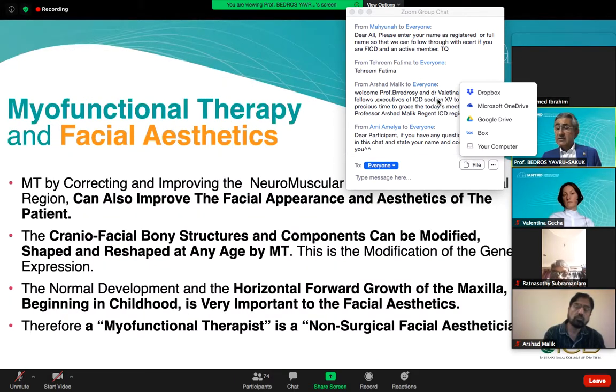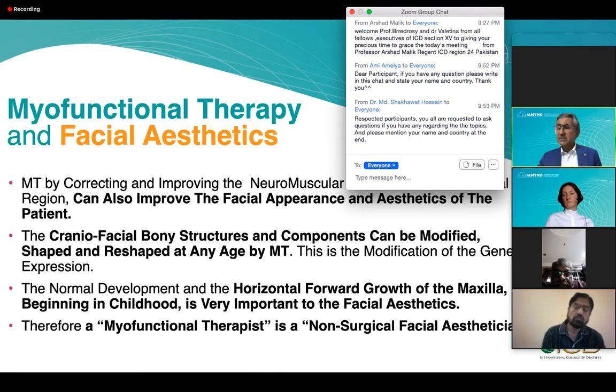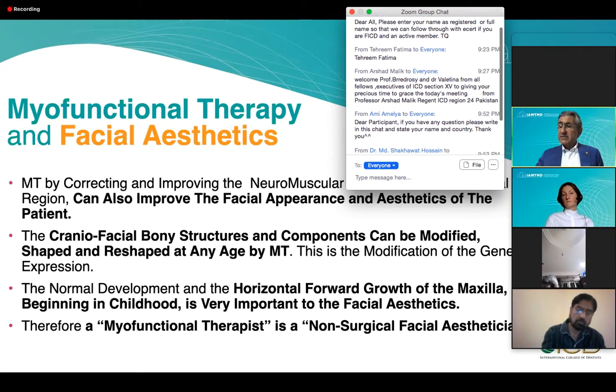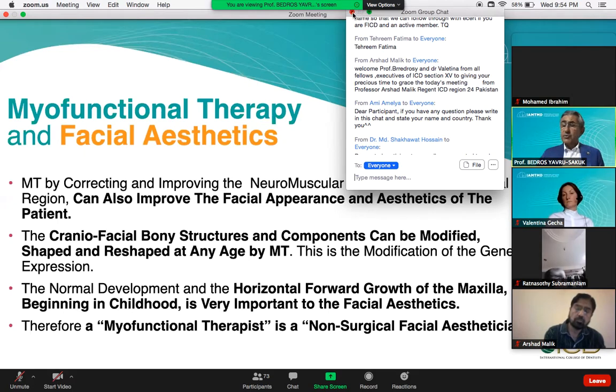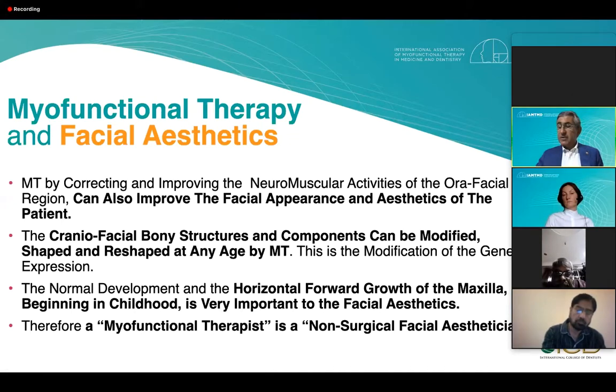Myofunctional therapy also has an important role in facial aesthetics. By normalizing muscle activity in the orofacial region, it can also improve the facial appearance and aesthetics of the patient. The horizontal forward growth of the maxillary bone beginning in childhood is very important for the facial aesthetics of the person. The craniofacial bony structures and components can be modified, shaped, and reshaped at any age by myofunctional therapy. Therefore, a myofunctional therapist can also be called a non-surgical facial aesthetician.